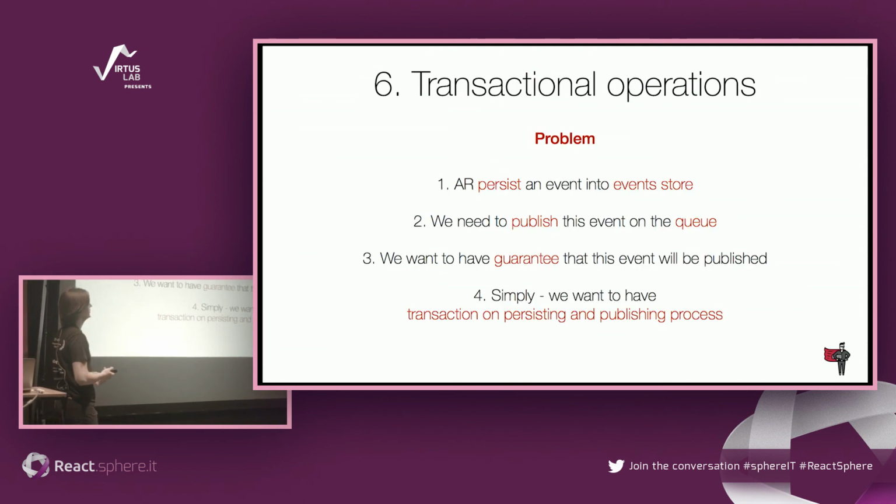Okay, transactional operations. So the Aggregate Root is persisting the event into the event store, but we also want to publish this event to some kind of distributed queue in our system, because we want to tell other services that something happened in our system. So we want to have a guarantee that this event will also be published in the queue. Simply, we want to have a transaction of persisting and publishing.